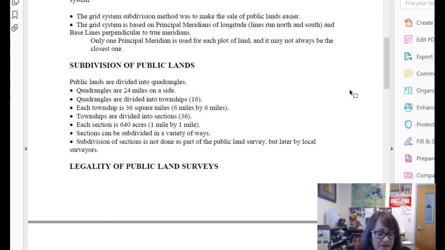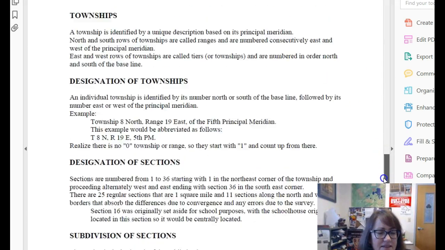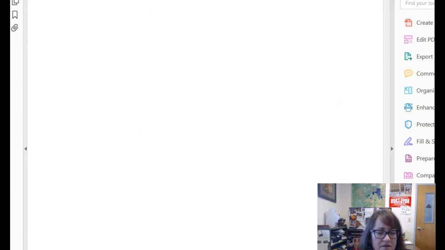We talked about the fact that an initial point is the intersection of a prime meridian and a baseline, and that here in Wyoming, we survey most of the land in Wyoming from the 6th principal meridian, which is over by Nebraska, Kansas.